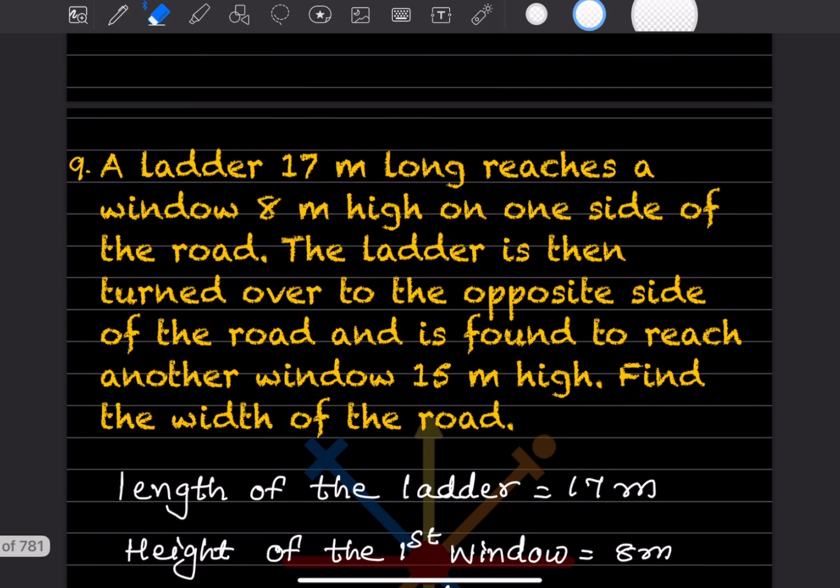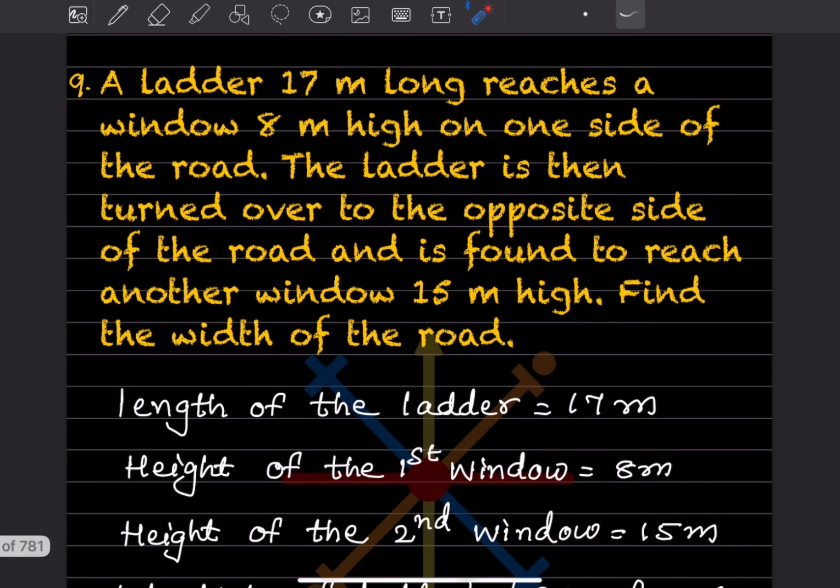A ladder 17 meters long reaches a window 8 meters high on one side of the road. The ladder is then turned over to the opposite side of the road and is found to reach another window 15 meters high. Find the width of the road. So the length of the ladder is given as 17 meters, and the window is 8 meters high.